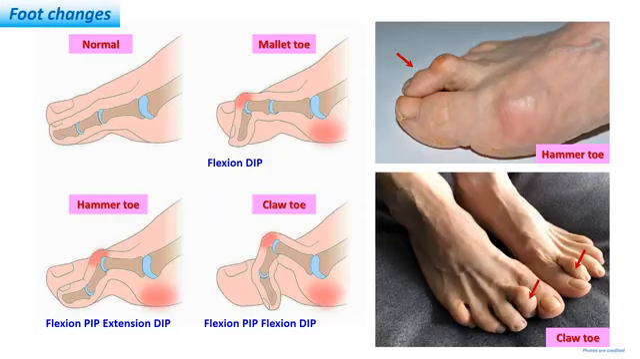Now come to the foot changes. Depending on the metatarsophalangeal joint and interphalangeal joints, there are different types of toe deformities like mallet toe, hammer toe and claw toe. Out of these, hammer toe and claw toe deformities are common. On the right side, the upper picture shows the hammer toe deformity and the lower picture shows the claw toe deformity, which are common in rheumatoid arthritis patients.